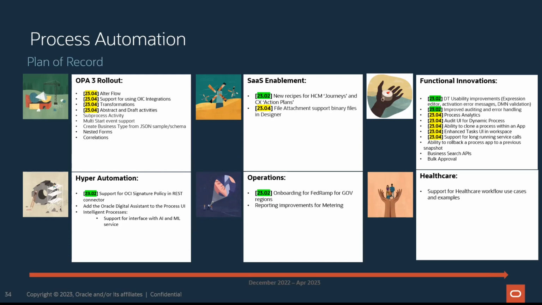So if we look at the plan of record for process automation, there are many features here that are very, very interesting for folks. I've got some customers I'm talking to about moving from BPM Suite on-premise to OPA. And some of the features we're looking at here weren't available, or won't be available, in Process Gen 2, or PCS as it was known. Things like alter flow, which is very interesting, giving the process owner the ability to go in and alter the flow of the process, maybe expediting approvals or whatever. This is a very, very useful functionality.